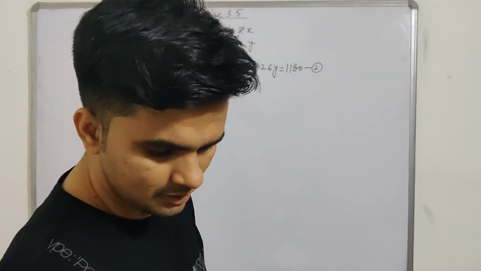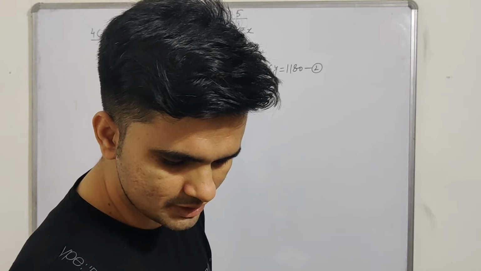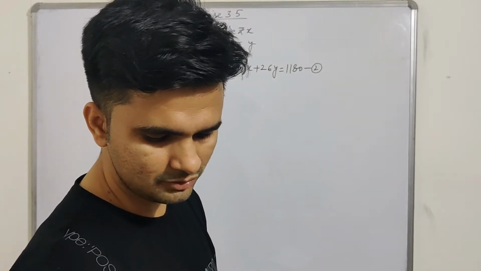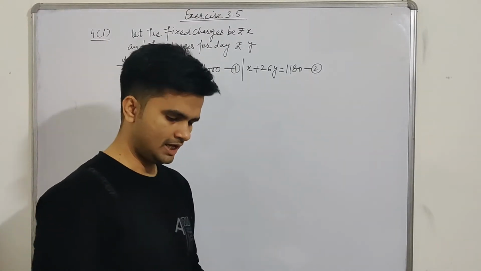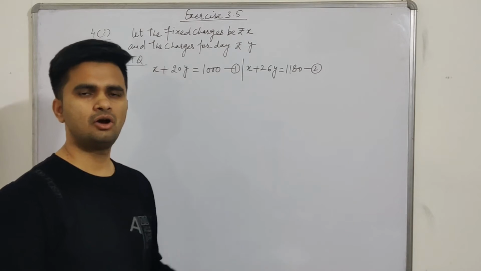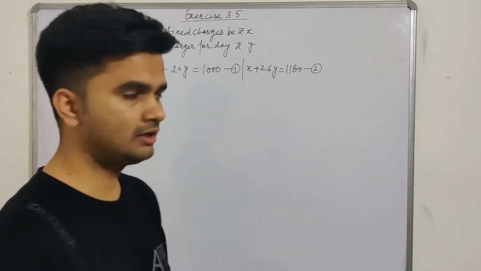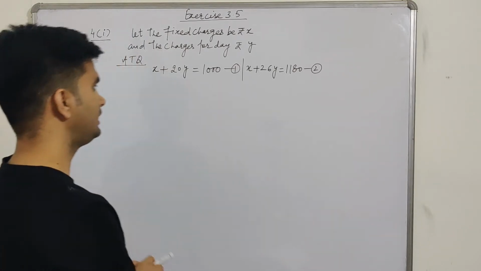In this question, what they have asked in the first line is: form a pair of linear equations in the following problem and find their solution if they exist by any algebraic method. Any algebraic method means we can use any method: elimination, substitution, or cross multiplication method. In the first part I am using the elimination method, right?